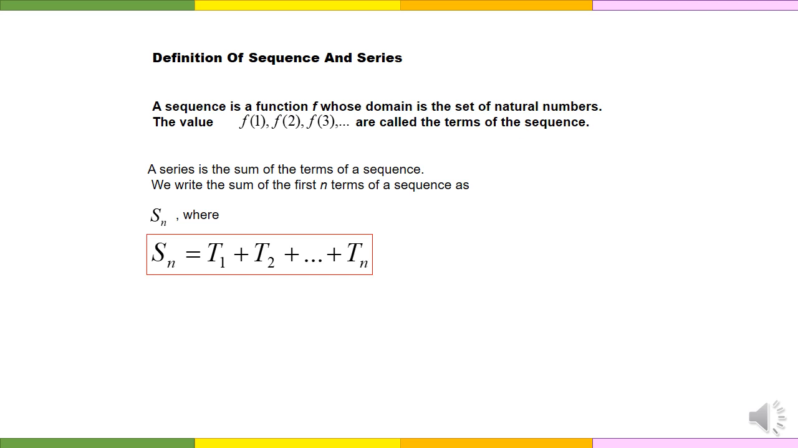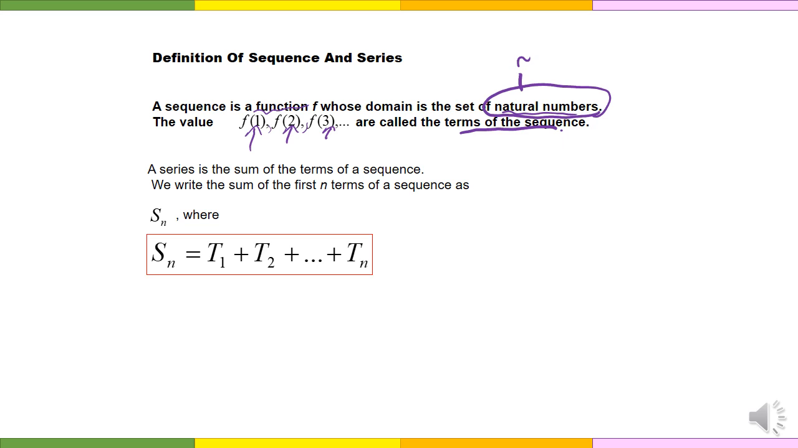What is the definition of sequences and series? A sequence is a function f whose domain is the set of natural numbers. So all of the values are natural numbers, the domain of natural numbers. The values f(1), f(2), f(3) are called the terms of the sequence. So the value inside the function should be a natural number. It's a function, right? A series is the sum of the terms of a sequence. So we write down the sequence with commas, but for the series, it is a sum.